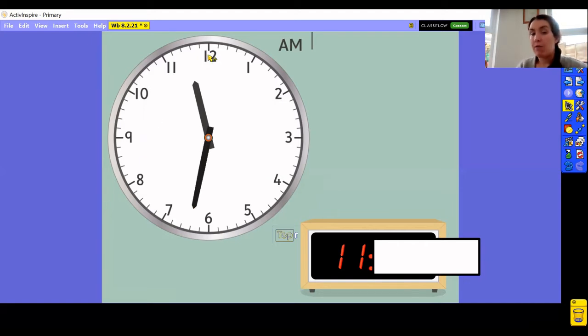If we count round from our o'clock time to where our minute hand is showing, we can see how many minutes passed. So we've got 5, 10, 15, 20, 25, 30, 31, 32. So the time is 11:32. So we're just talking about the minutes past. So we've had 11 hours and we've had 32 minutes.